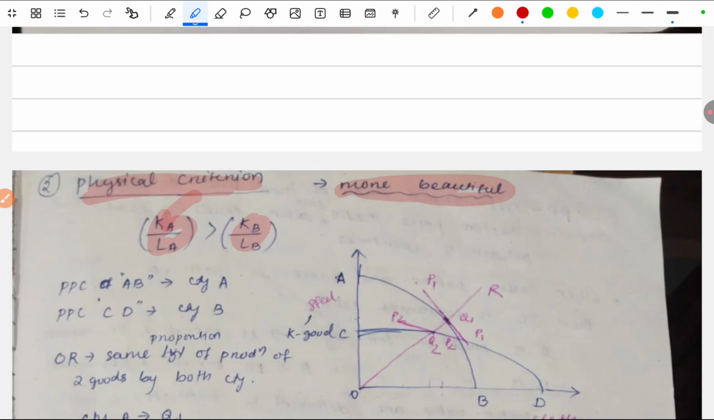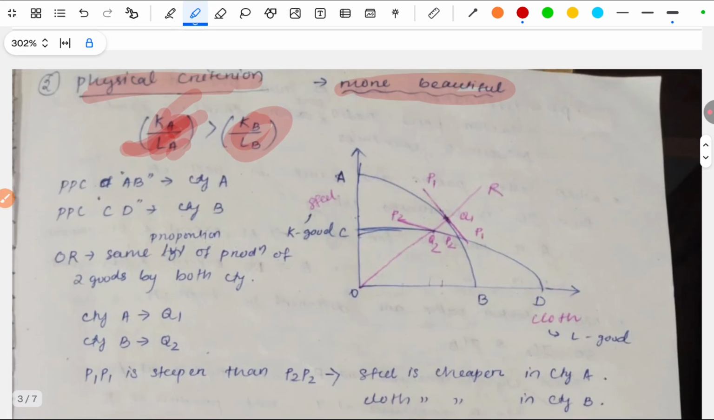K means capital of country A, L means labor of country A. So the capital labor ratio of A is greater than the capital labor ratio of B. It means more capital is available in country A and more labor is available in country B.